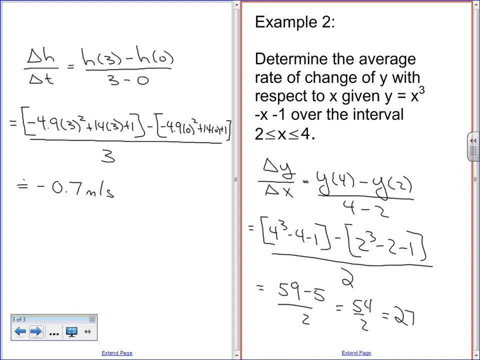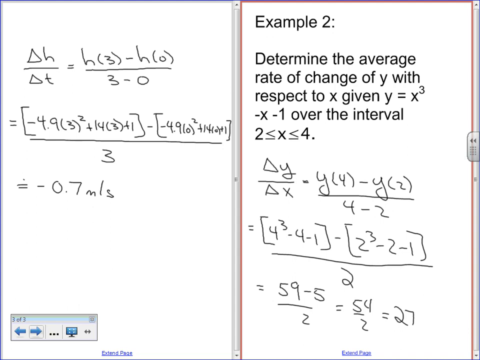Just let me check my math, make sure that I did that correctly. Okay, good. So the average rate of change of y with respect to x, or the slope of the line joining from x equal to 2 to x equal to 4, would be 27.